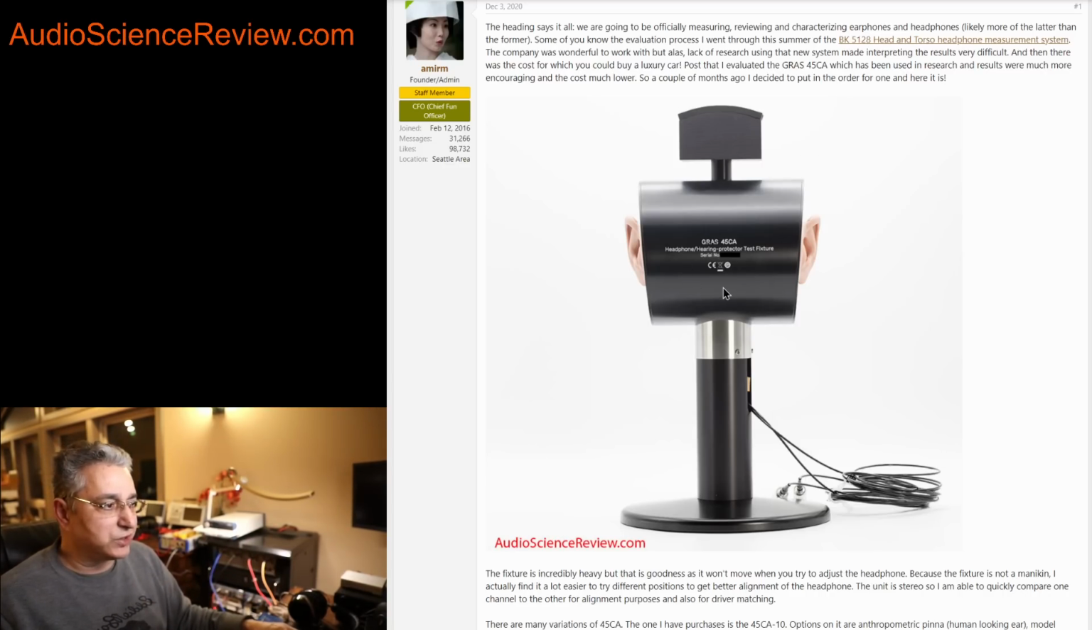But this is the fixture that I have, the Grass 45CA from the Danish company, I think Grass is in Denmark. They've now joined forces with Audio Precision, so same company, sister company to them. But essentially, this thing is also called a hammer, by the way. I can't show it to you because it weighs 30, 40 pounds sitting next to me over here. It's a very, very heavy fixture. It's not a plastic or anything. It feels like there's tons of lead in there, which is great to stabilize the fixture and not let it be subject to vibrations and resonances from the headphone.